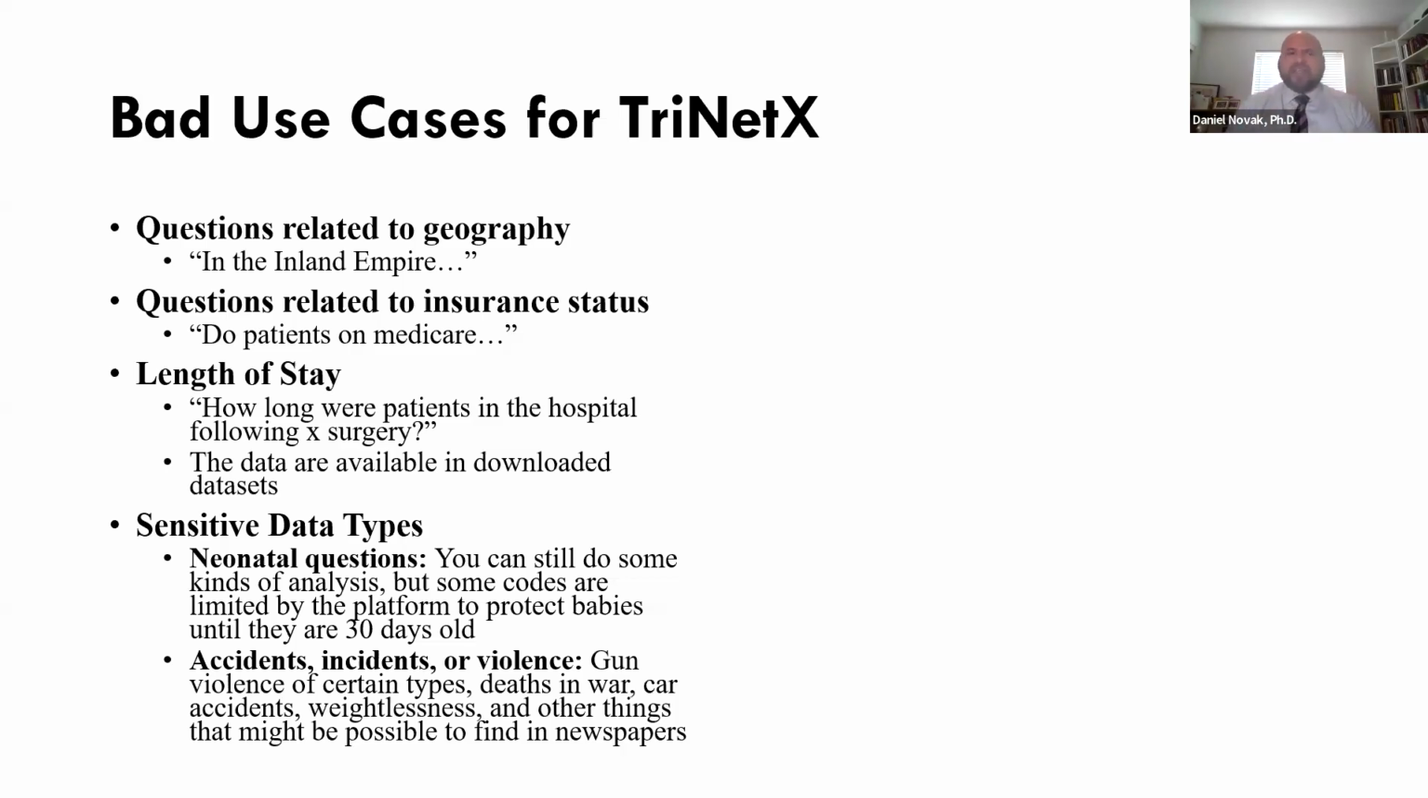So I just want to make you aware that the P series of neonatal questions are very restricted. Accidents, incidents, or violence, gun violence of certain types, deaths in war, car accidents, weightlessness, other things that might be possible to find in newspapers, those also can be restricted. My favorite, as I noted here, is injuries related to weightlessness, conditions of weightlessness. And I often ask students, why do you think that might be restricted? And they sometimes get it right. That's astronauts. There's only a few hundred astronauts in the world. So if you could find people who had incidents related to weightlessness, you would know probably within a degree of certainty that some of these folks were those astronauts.